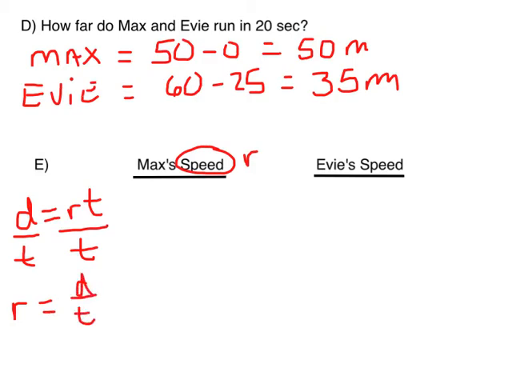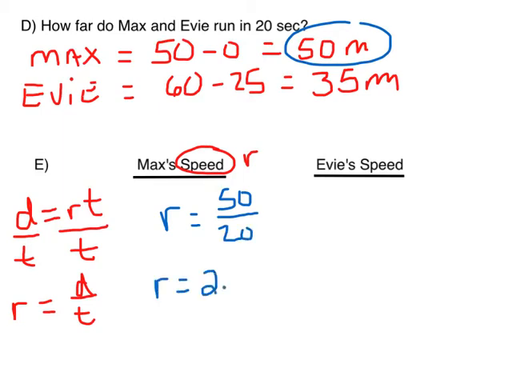All right, so I'm going to change colors here. We're going to take a look at Max now. So Max's rate, if I take a look at it, we know his distance was what? Well, if I come back up here, he was 50 meters. And over what time did he go? Well, the race was over 20 seconds. So if I divide 50 by 20, Max turns out to be 2.5 meters per second.